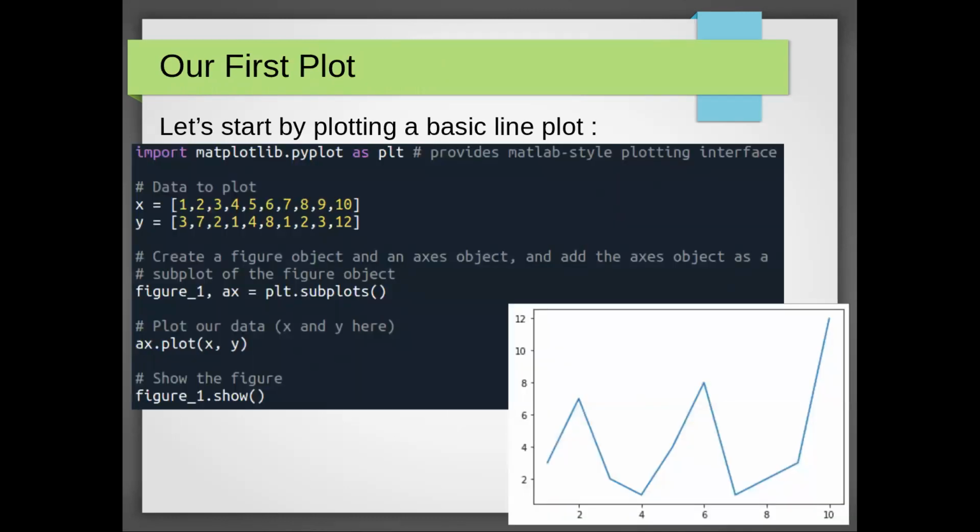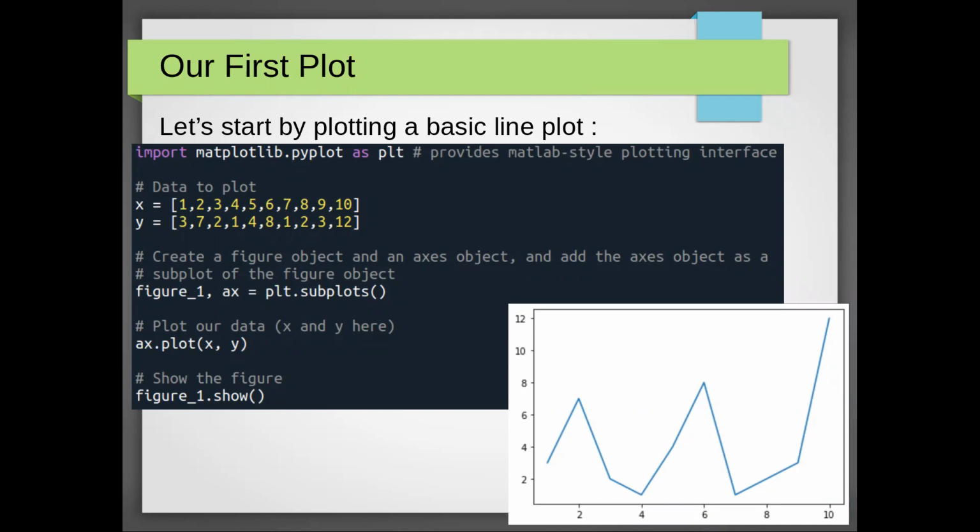Let's just imagine that we want to plot a really basic line plot. So the first thing I'm going to do is import matplotlib.pyplot as plt. That will give me my MATLAB style plotting interface in Matplotlib. And then I'm just going to set up some dummy data to plot. So here I've got two lists of numbers. One list represents the values that will be plotted along the x-axis, and one the values along the y-axis. And we're basically just going to create a plot that plots those two values against each other.